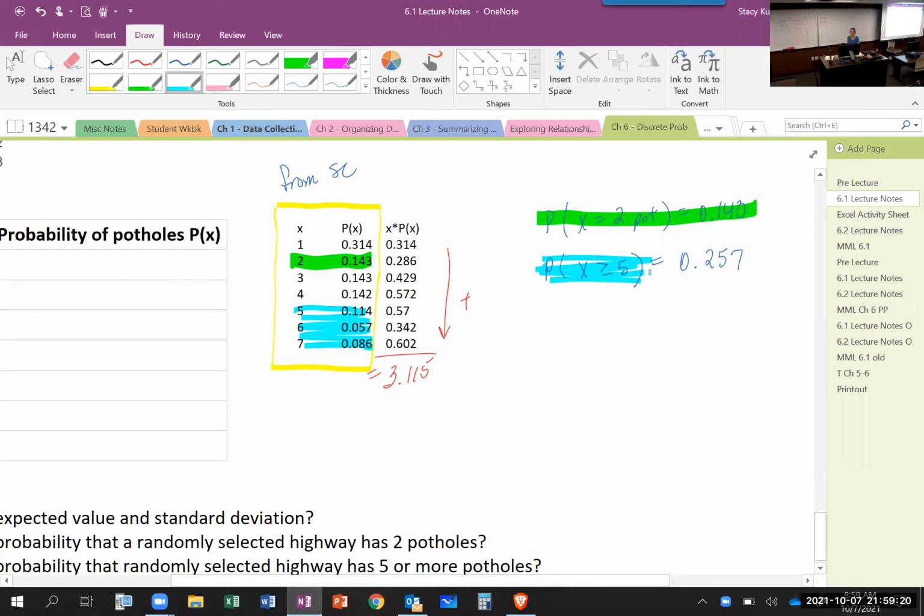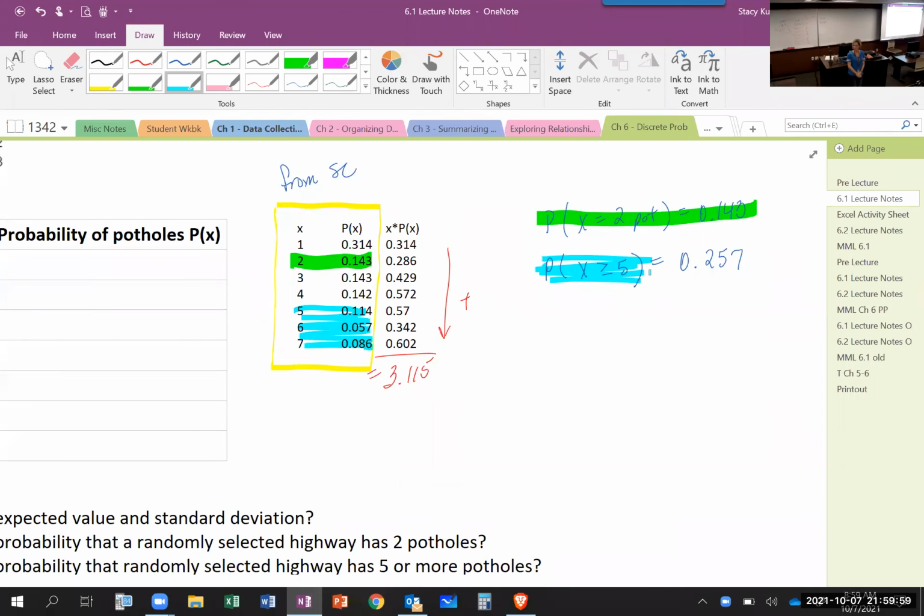What if I said, what's the probability of more than 5 potholes? What would I do there? What's the probability of more than 5? Don't tell me the answer, just tell me what you would do. Subtract 0.114. No, good call though. More than 5. Which ones am I adding? 6 and 7. Because I'm doing more than 5, so I can't include 5, but I could have 6 or I could have 7.